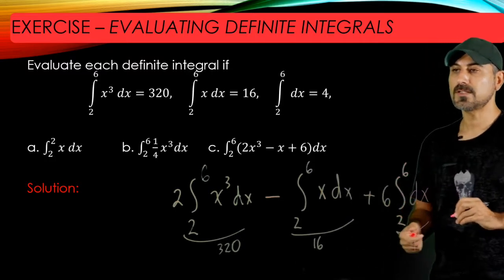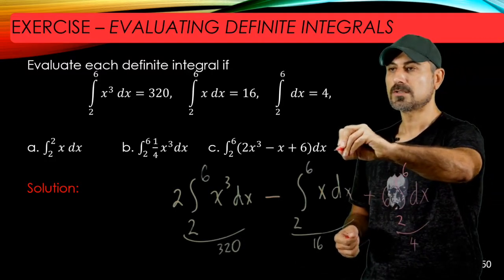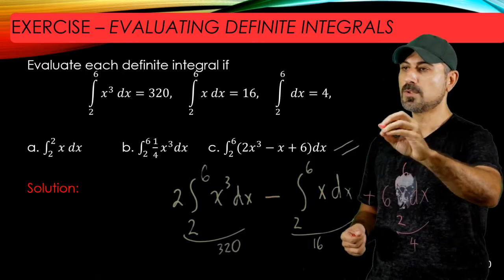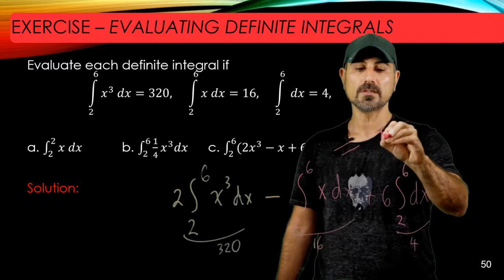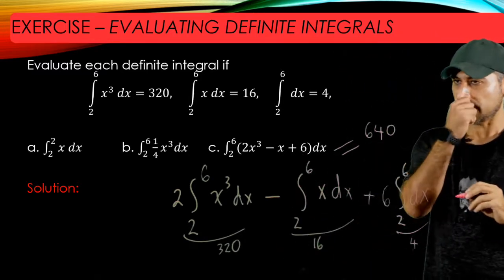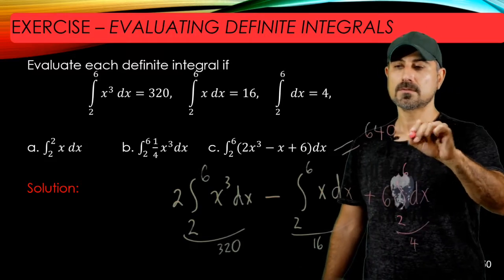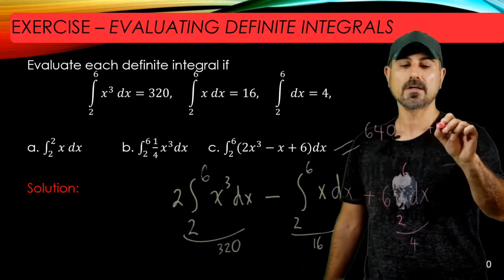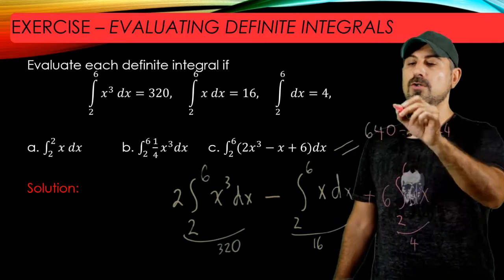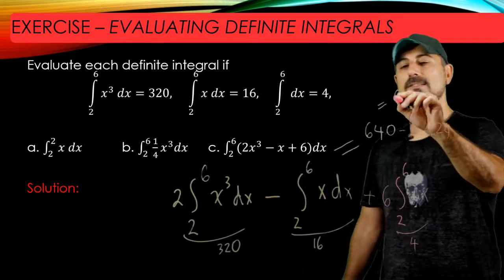So let's see what this adds up to. So let me just continue from here. So this integral is equal to 2 times 320, which is 640. Okay. And minus 16 plus 4 times 6, that is 24. So that is equal to 648.